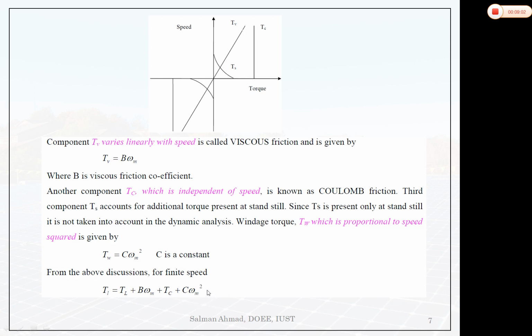Here we are taking TS to be 0, because once it is moving, it is rotating, the value of TS is 0. If we take it at rest, the load torque will become TL plus TC plus TS. The viscous friction component and the windage component will be 0 because velocity will be 0. So at the rest condition, the load torque will be TL plus TC plus TS. But in the moving condition, TS will be 0. So we have TL plus B omega m plus TC plus C omega m squared.